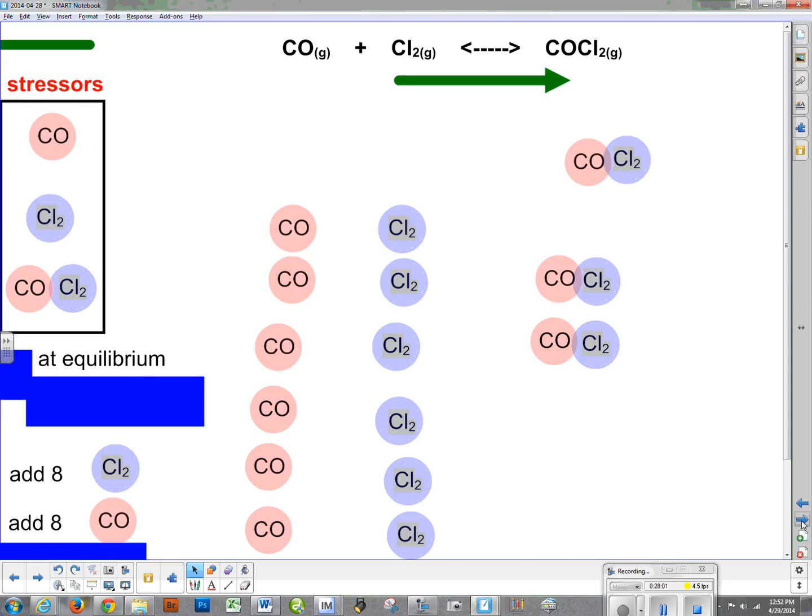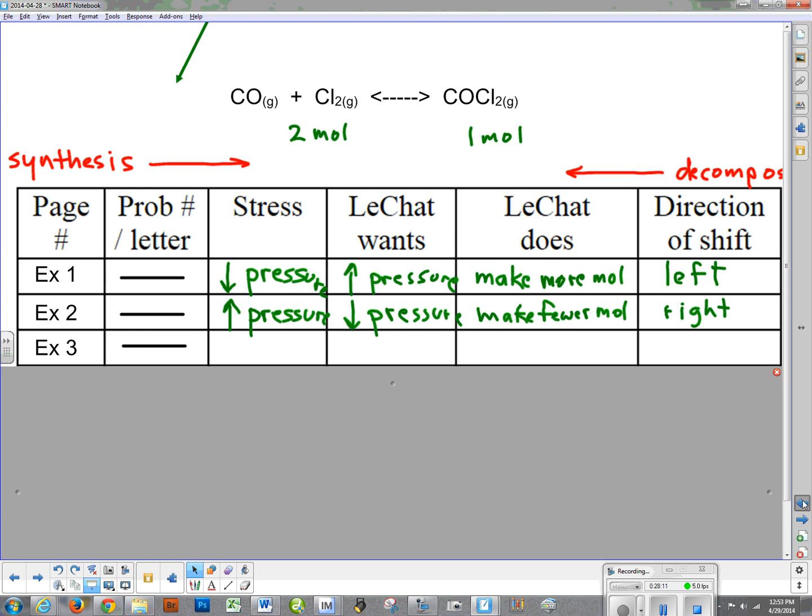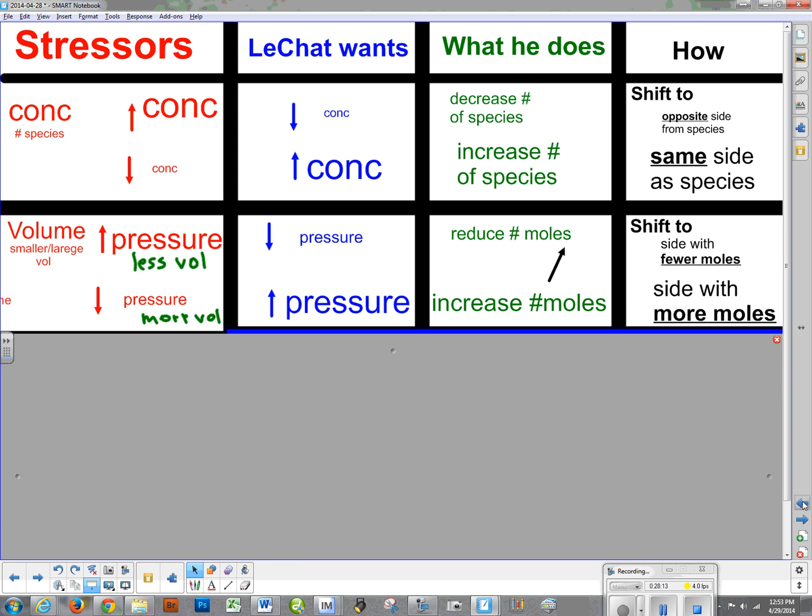And we're at equilibrium, and everything is happy and hunky-dory. And that's it. I hope you understand now how to deal with problems where you're dealing with concentration and volume, which is also known as pressure.